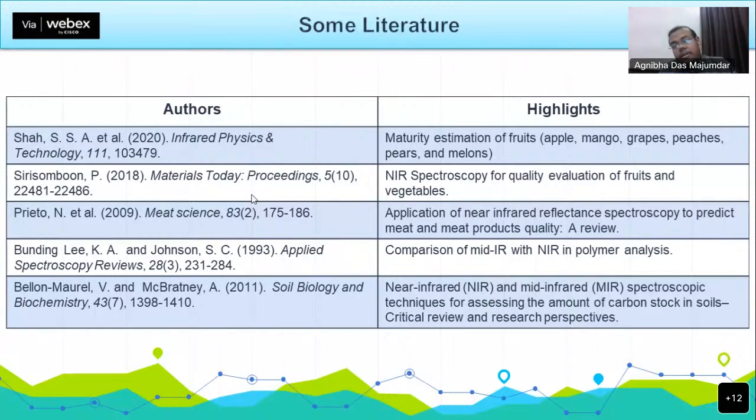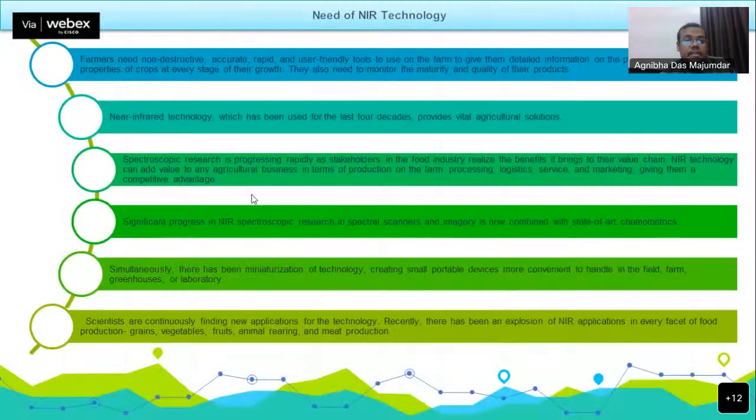In the last paper, the authors again discussed two different techniques, the mid-infrared spectroscopic technique and the near-infrared spectroscopic technique, for assessing the amount of carbon stock in soils. This is also a review paper you can follow to know the reliability of this technology to resolve the problems or challenges of different fields. Now, this is one kind of summary of the NIR technology.